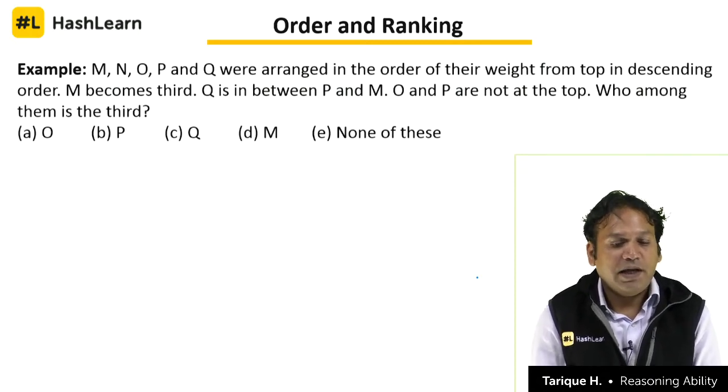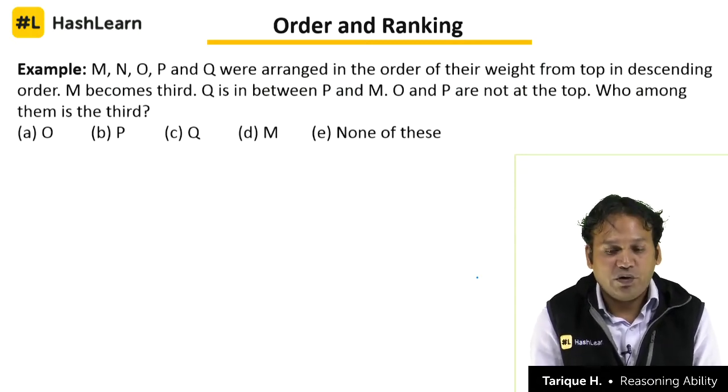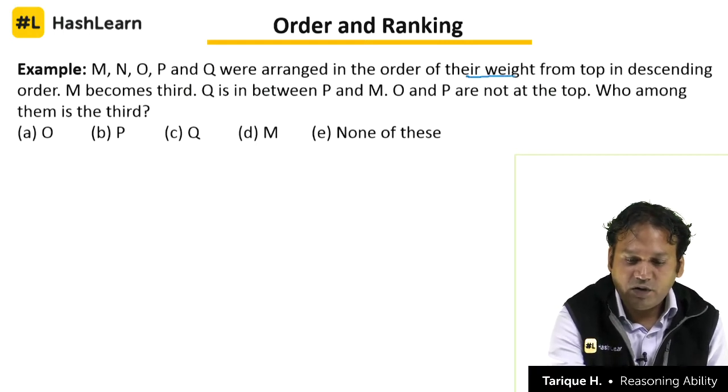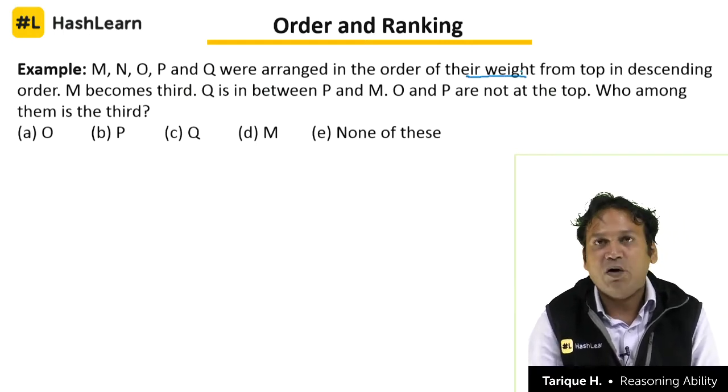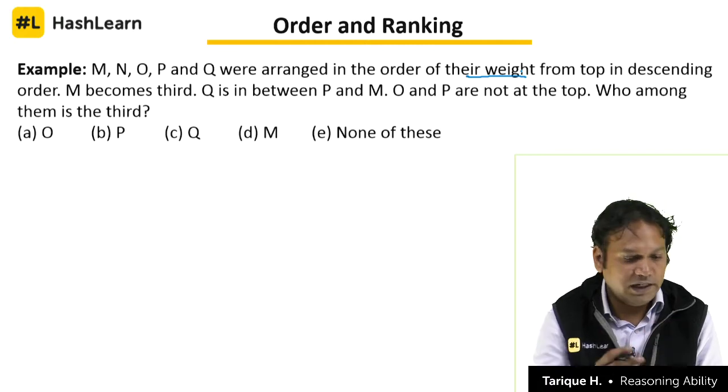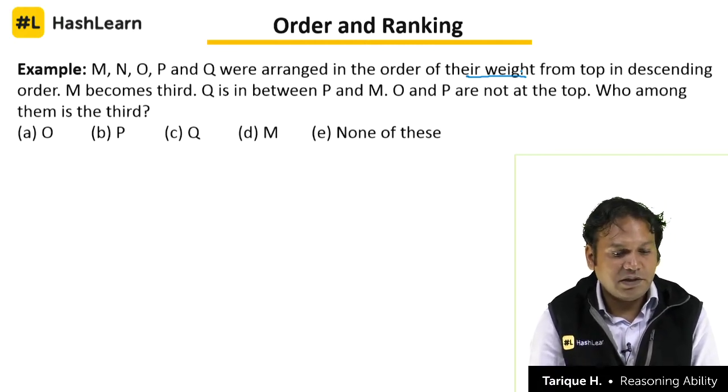M, N, O, P and Q were arranged in the order of their weight. So, again, see order of their weight from top in descending order. M becomes third, Q is between P and M.